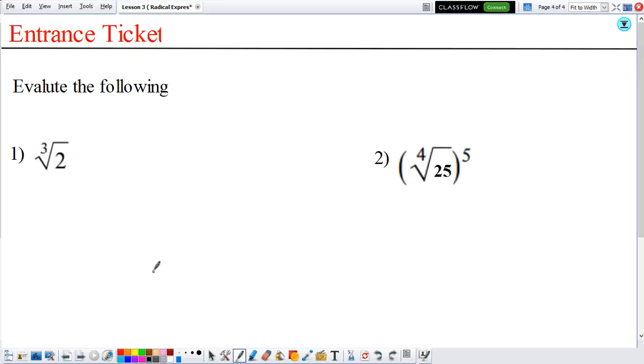So here's your entrance ticket. Try to write the following as an exponent.